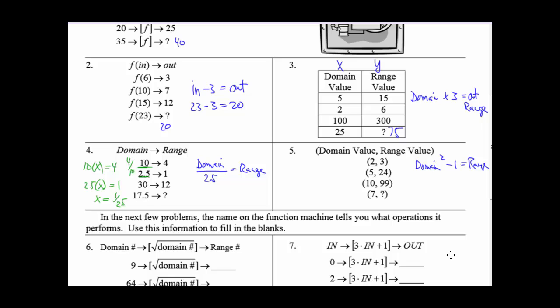Okay, on number 5, we're trying to think again, how do I get from 2 to 3, 5 to 24, 10 to 99? Well, if you notice, if we try to add 1, you're going to go 2 to 3, but 5 plus 1 makes 6, so that's not 24. So adding is not going to work. Multiplying, it's tough to look at the 2 and 3, but 5 times probably a decimal is going to get you 24.